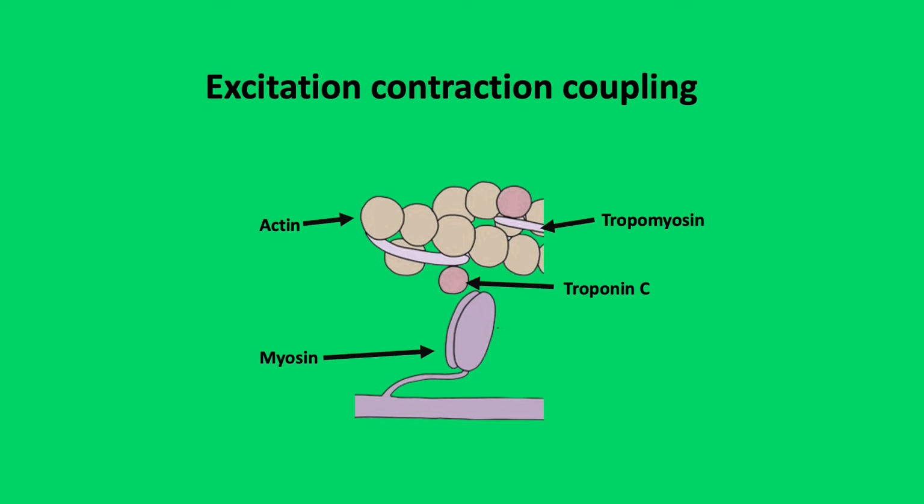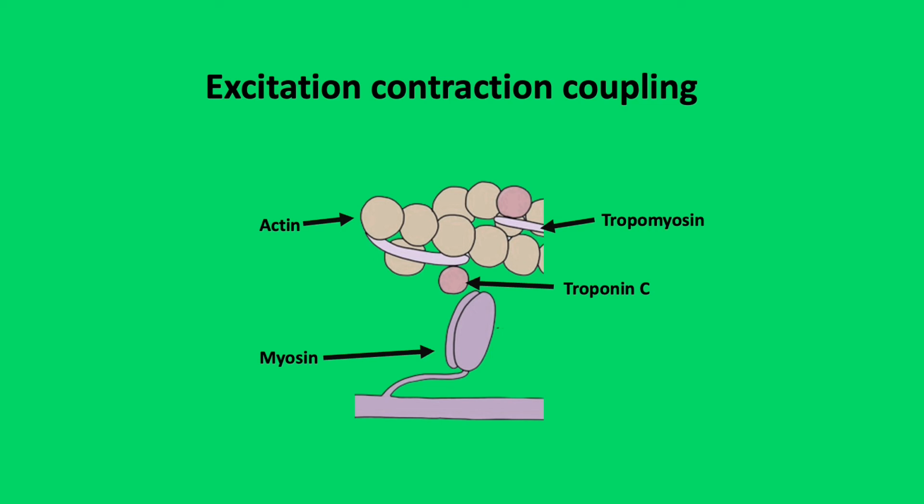The myosin head then binds to the actin filament, forming a cross bridge. Actin and myosin move past each other. This is known as a power stroke. This results in shortening of the sarcomere and thus muscle contraction.